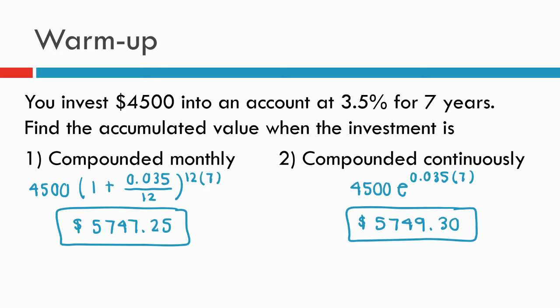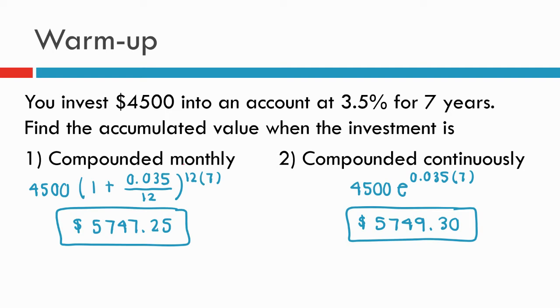But for both of the problems, 4,500 was that initial amount, so that was the P value. That rate is 3.5%, which has to be turned into a decimal. So remember, either move the decimal two places to the left or divide by 100. So that's why I have 0.035 in the problem. T is going to represent the 7 years because that's the amount of time.